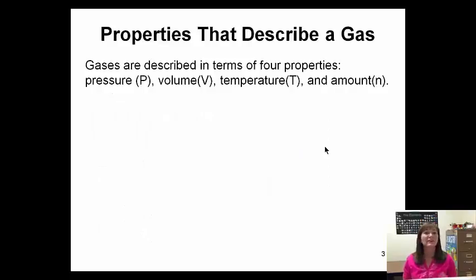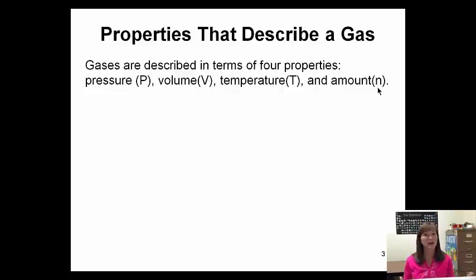There are 4 different variables that we use to describe the properties of gases. So we're going to focus on the pressure of a gas, which has the variable capital P. The volume of a gas, which is capital V. You want to be careful because a lowercase v is usually interpreted as velocity. The temperature of the gas, which is a capital T, because a lowercase t usually describes time. And then the amount of the gas, which we usually give the variable n, because we talk about the gas in terms of how many moles you have.